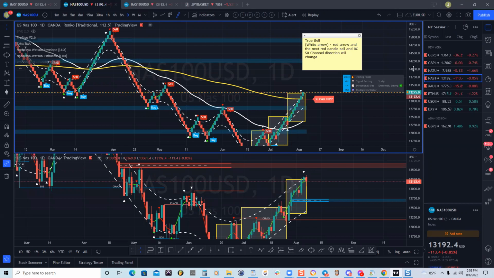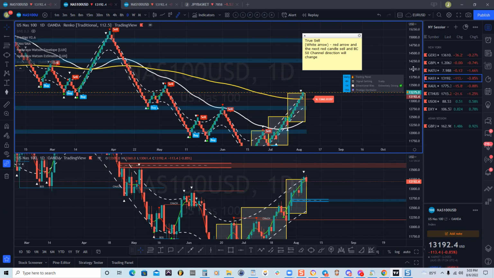So for him, this is a good strategy because you're dealing with pips. But with options, you're going to get burned. You're going to get destroyed. You've got to be more accurate with options. So it's ideal for Forex and maybe even crypto and US 30, but not options.